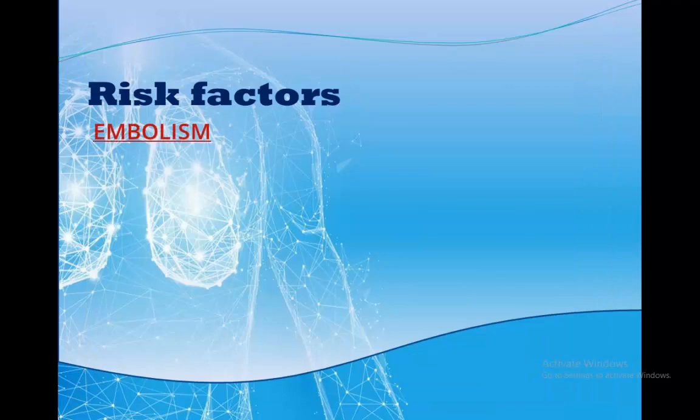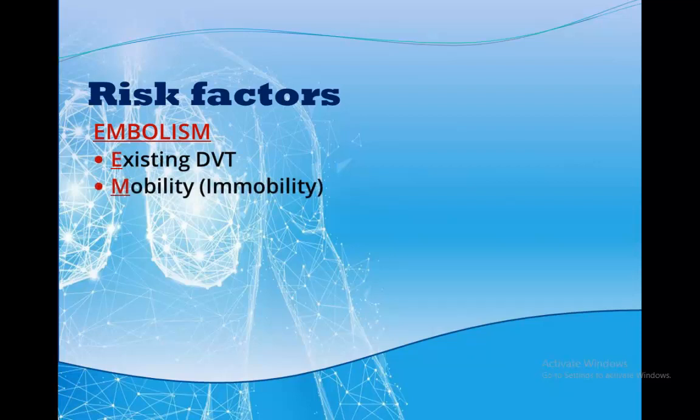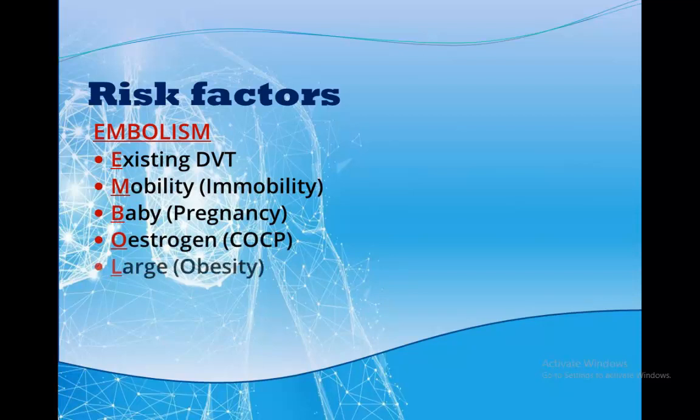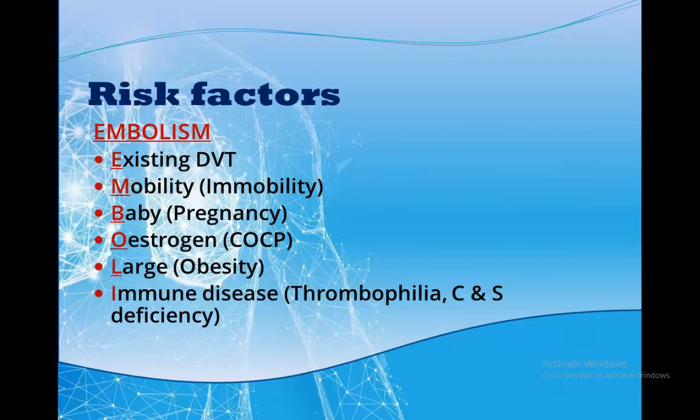The risk factors are what predispose the person to developing PE. They're quite similar to the risk factors of DVT. We use the mnemonic EMBOLISM: E, existing DVT; M for mobility, as in those who are immobile during long flights; B for baby, meaning pregnancy; O is estrogen, meaning combined oral contraceptives; L is large, as in obesity; I is immune diseases like thrombophilia and protein C and S deficiency; S for surgery; and M for malignancy.